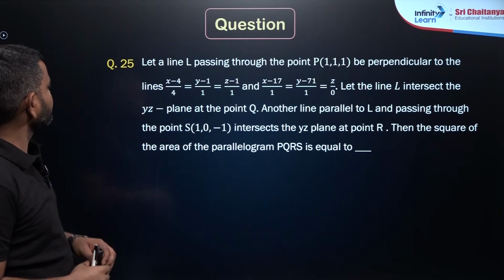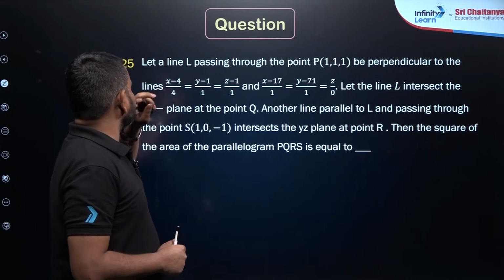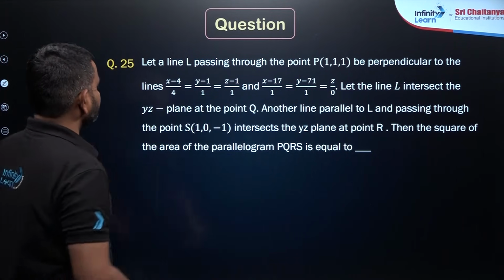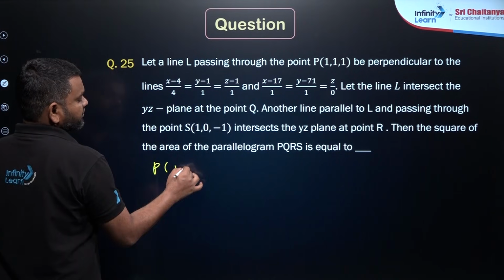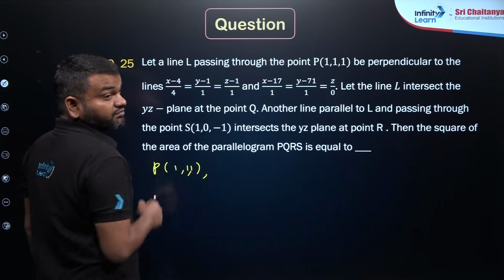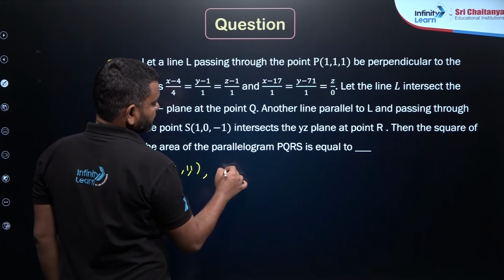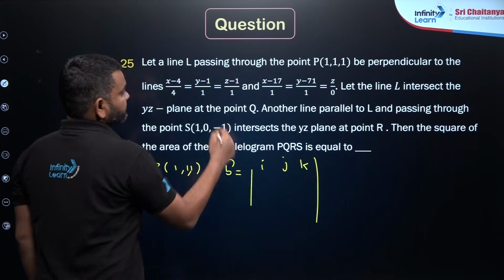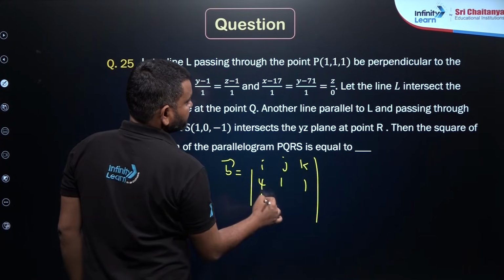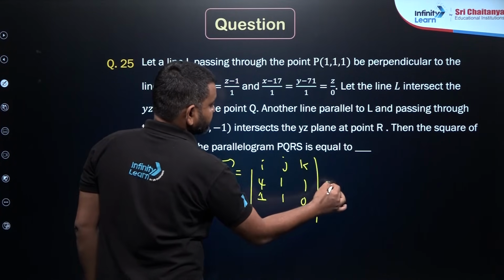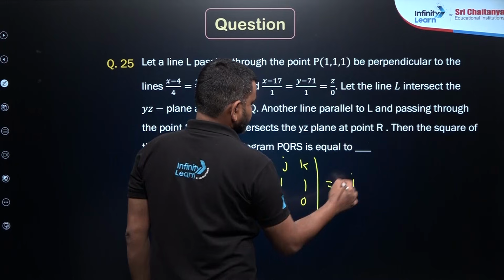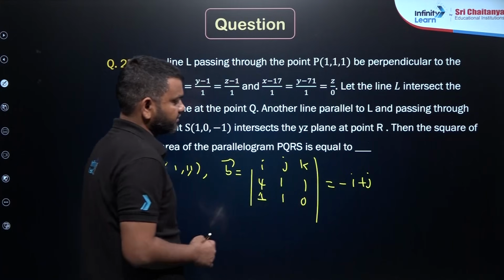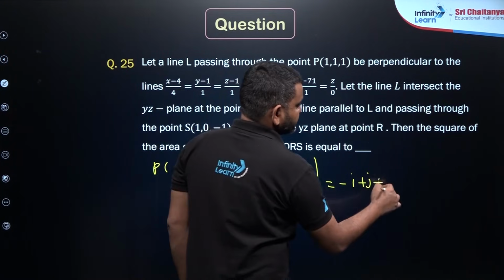This is your last question. Let a line L be passing through 1 comma 1 comma 1 and perpendicular to this line. So perpendicular to this line means P is 1 comma 1 comma 1 and the perpendicular vector which I have to look at. So B vector, I mean to say, is going to be I, J, K, and perpendicular to these both, which means 1, 1, 1. Here I have 1, 1, 0. This is going to be minus I, plus J I can write, and K value 4 minus 1, so plus 3K.